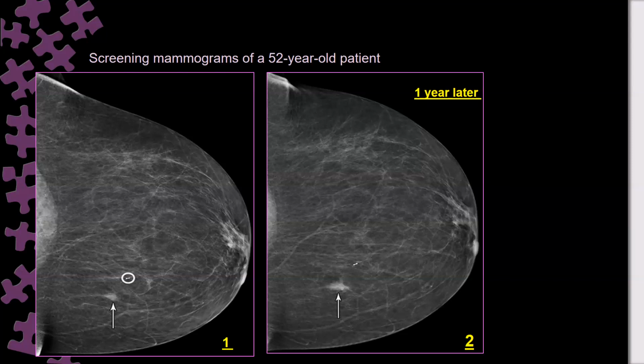If you have seen it in a single standard view, you will call it asymmetry in single view, until it fulfills the criteria of a mass. Yes.